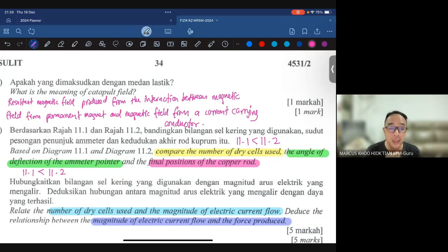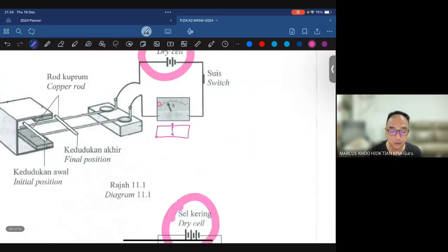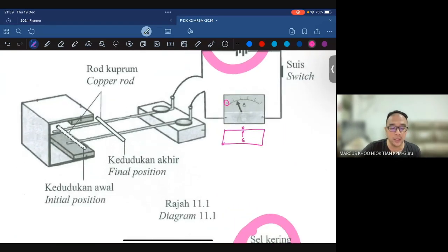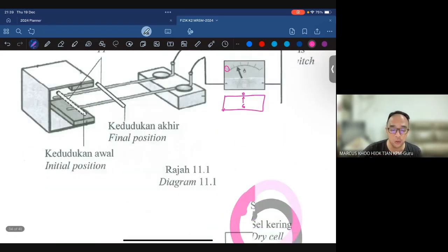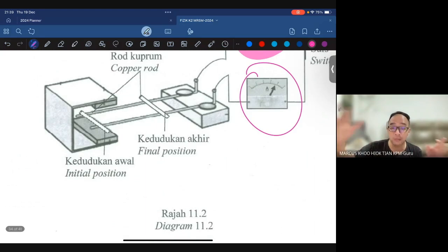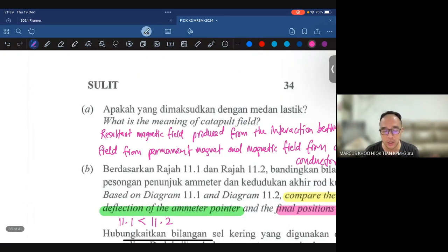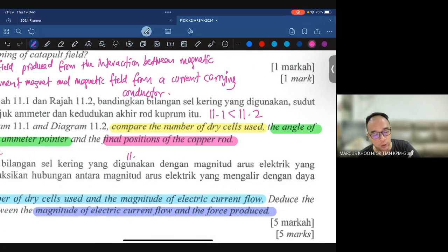The final positions, so yang awal di sini, yang akhir di sini 11.1. Here 11.2 is much further. So the final position 11.1 is still smaller than 11.2. Dia masih lebih dekat daripada 11.2 lah.